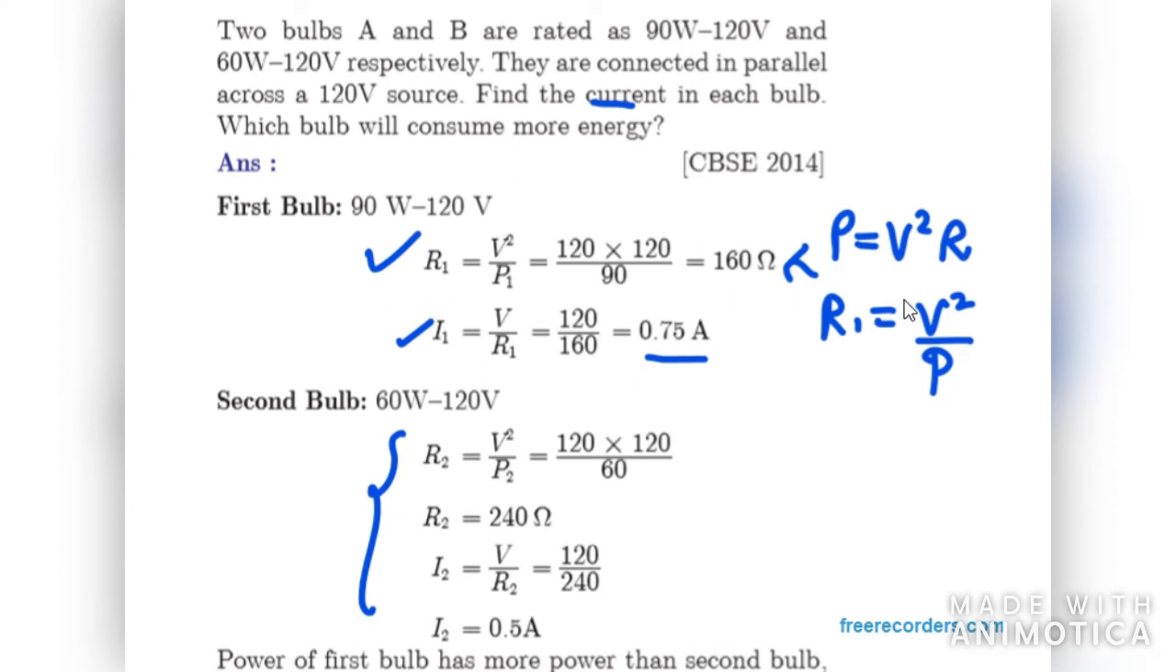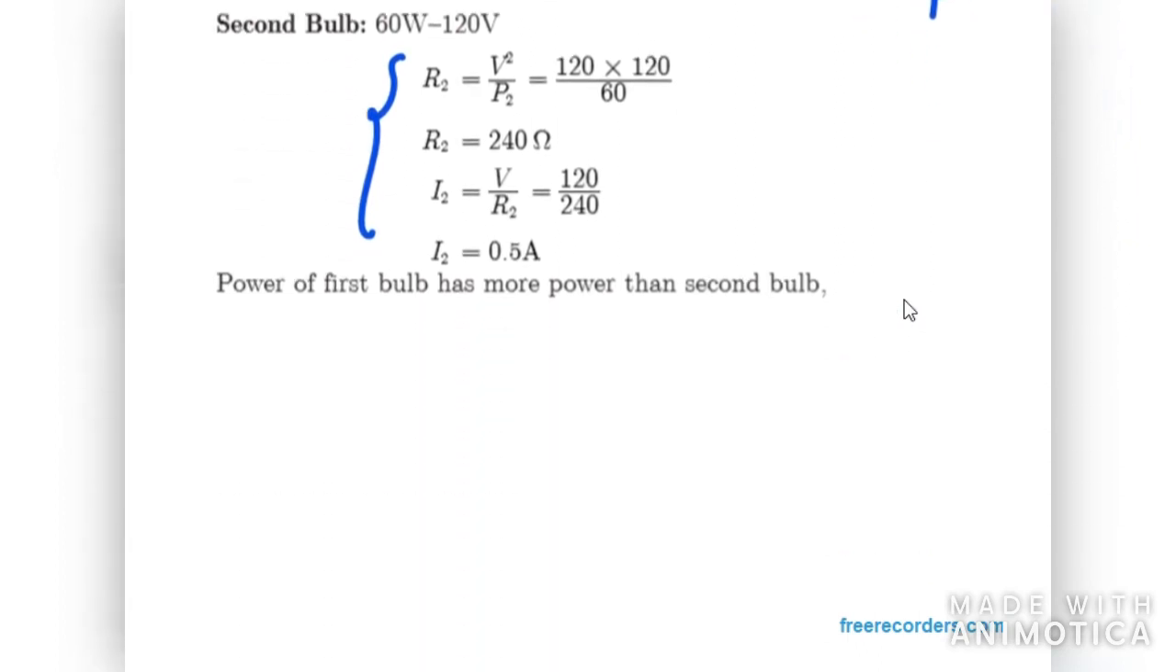Now they ask which bulb will consume more energy. So you can see clearly that the first one has 0.75 ampere. That means the first bulb can consume more energy as compared to the second bulb. So let's move on to the next one.